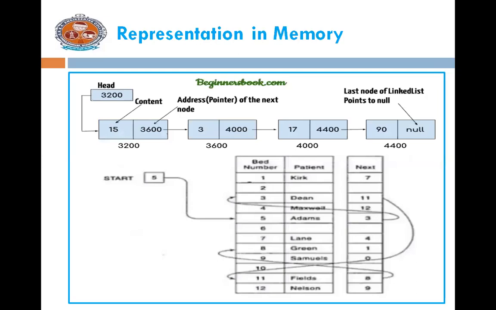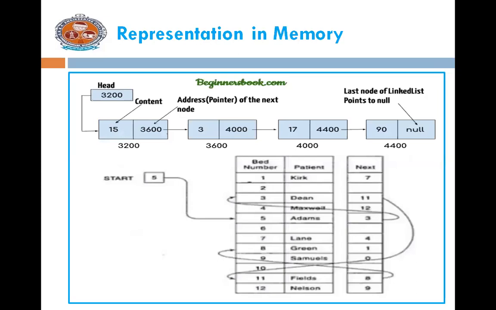For example, this is some patient data. Here the bed numbers are given, the patient details are given, and the next is also given. At the start, the start indicates the header node. In that, 5 is given, so it is pointing to bed 5, that is Adams. In the Adams next part, how much is given? 3 is given, and you can see the arrow drawn here. It is pointing to 3.